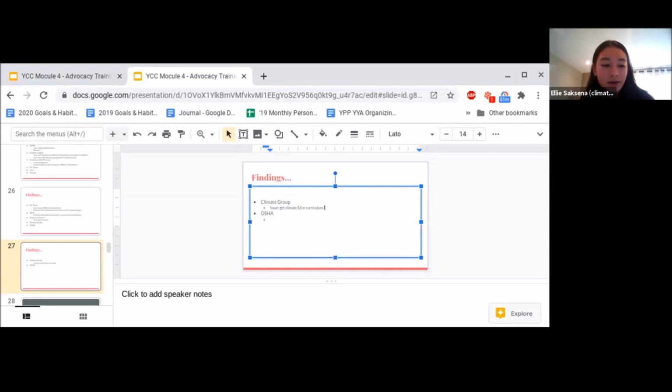And then for research, we're going to have to probably look to other districts that have incorporated climate change into the system, and then also possibly look at other groups that have been created to force climate change into the curriculum, and probably also look at other people who have started outside groups to educate people on climate change.